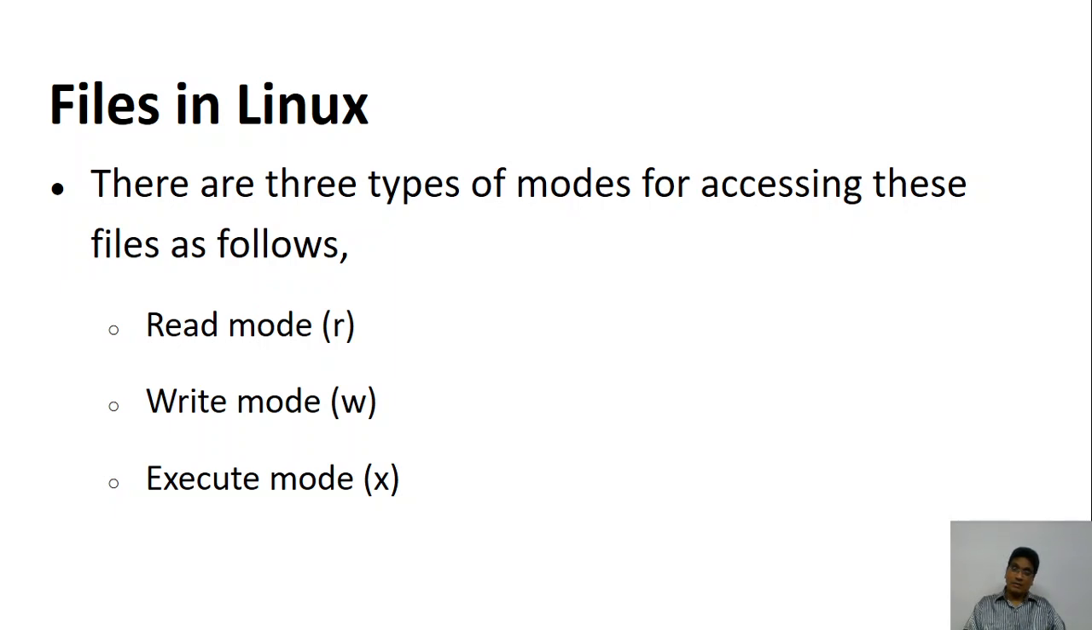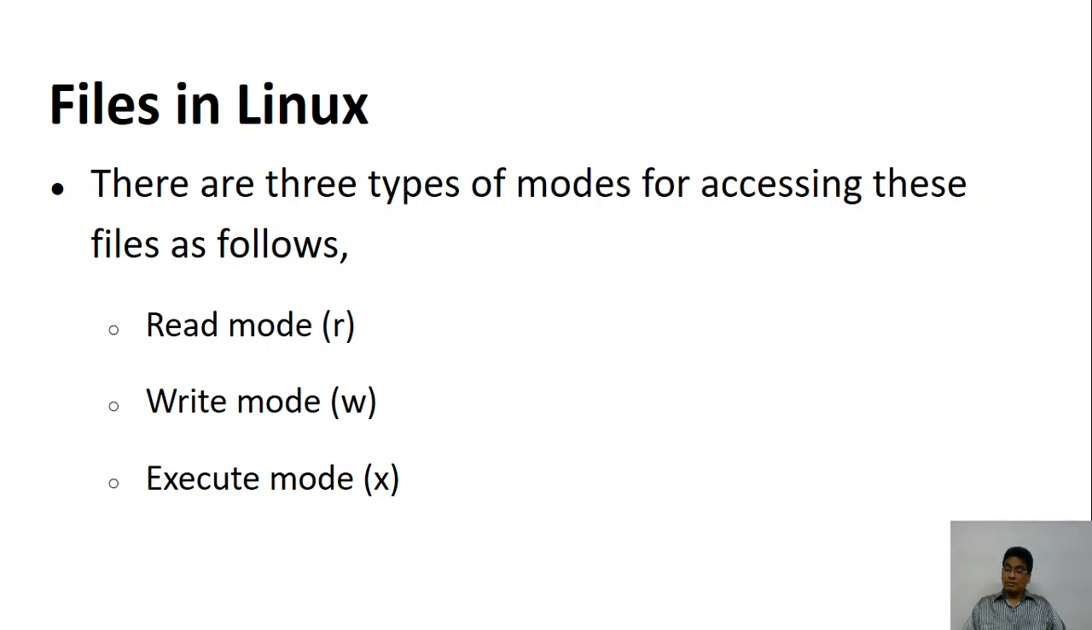Whenever you create a file, the file is associated with three permissions. This is true even for directories. These permissions are read, write, and execute. Generally, the letters used for them are R for read, W, all in small case, for write, and X for execute. You can use the file in the read mode. When you say read mode, you can read only the content of the file, you can't make changes to the file. When you say write mode, you can make changes to the file.